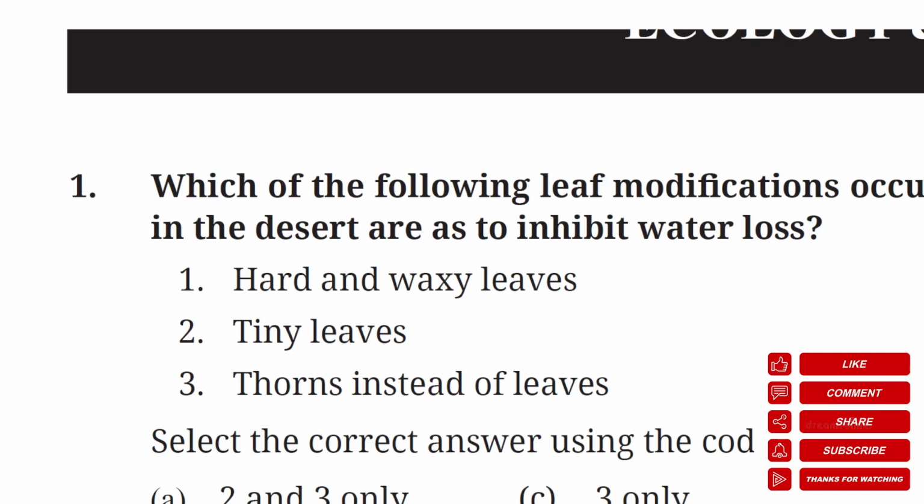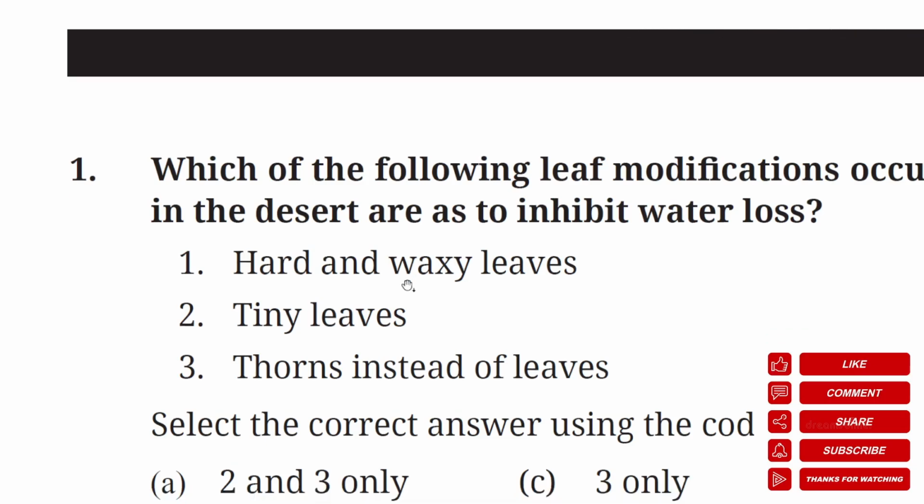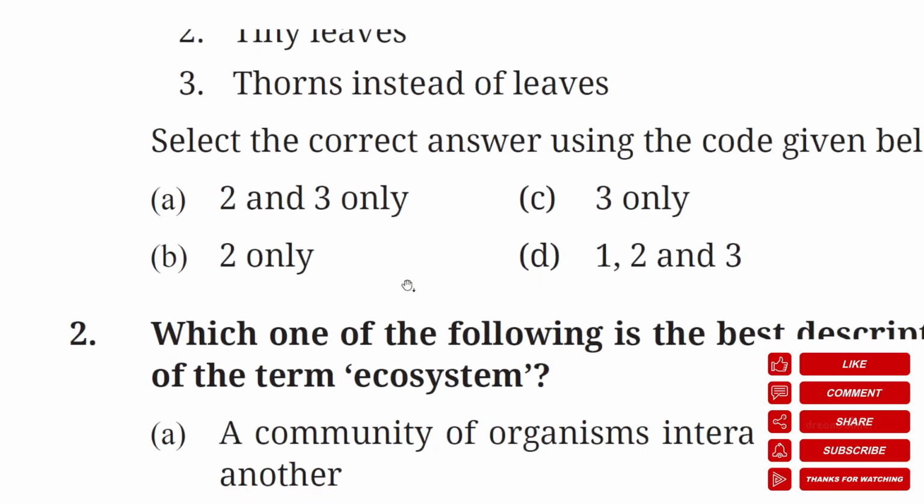Plants that have adapted by altering their physical structure are called xerophytes. So such modification happening in such type of plants are called xerophytes. They have long roots, thick barks, hard and waxy leaves, thorns and little leaves. So that is an explanation pertaining to leaf modifications or the adaptations in the desert areas. So the answer is D. All the three options are correct, 1, 2, and 3.